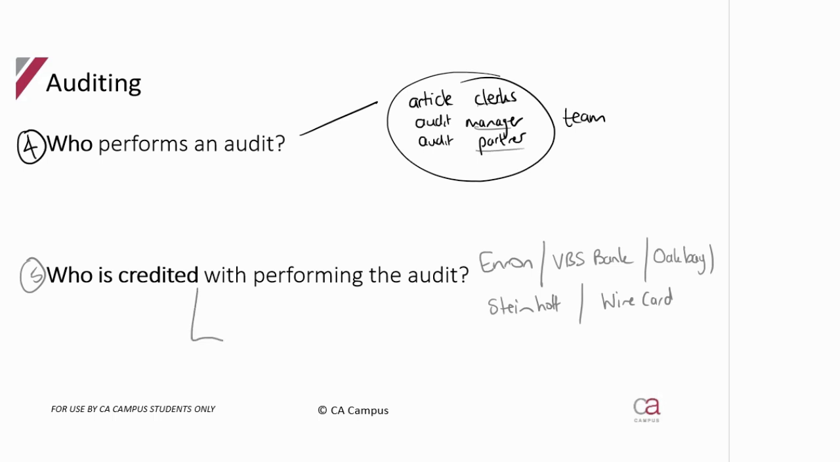No, it was the audit firm. It was KPMG for VBS and Okbay. It was EY for Wirecard. It was Deloitte for Steinhoff. It was Arthur Andersen for Enron. The audit firm gets credited with the work because the partners ultimately are the audit firm.